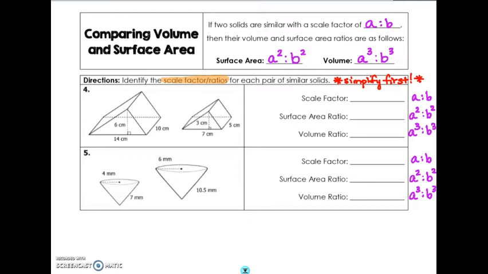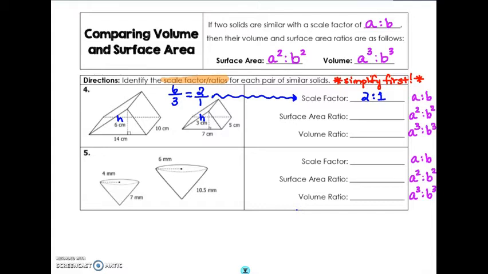Number 4, we have all these linear measurements to our triangular prism. So what I'm going to do is just choose one, because again, like I said, I know they're similar, so I know the fractions will be the same. So let's look at their heights, 6 to 3. Simplify that, super easy, turns out to 2 over 1. So my scale factor, what I just solved for, remember scale factor is that linear measurement. In that case, the height is a linear measurement, so I have 2 to 1 as my A to B.